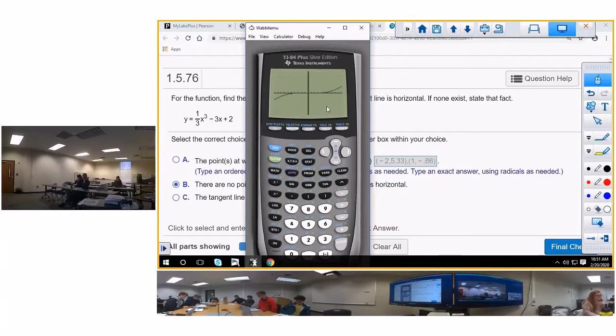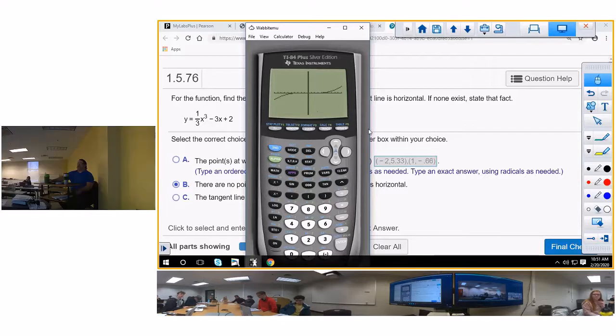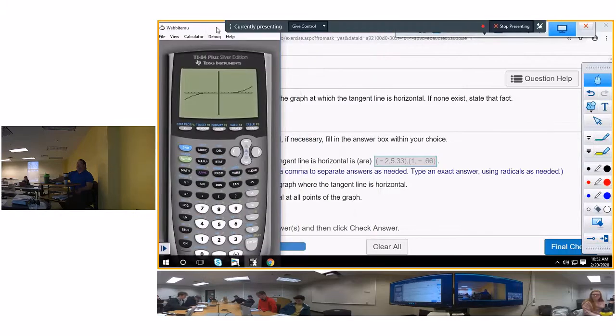Now, you might want to blow it up a little bit, but what they're asking you, they're trying to find where y is constant. Because where y is constant, you're going to have a horizontal line. So you might have to play with this a little bit, or we can find out where the slope is equal to 0. So that's a good thing.